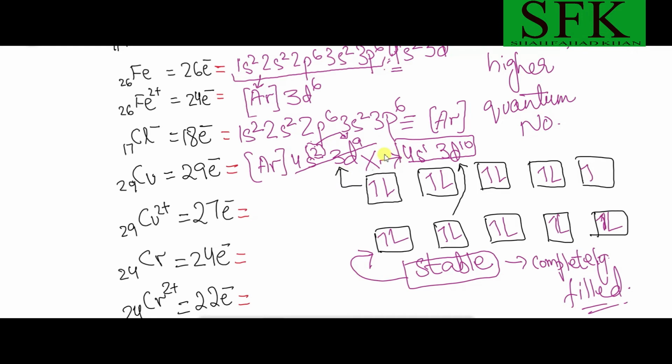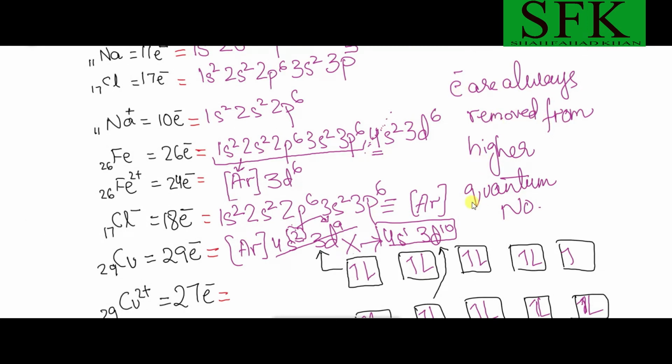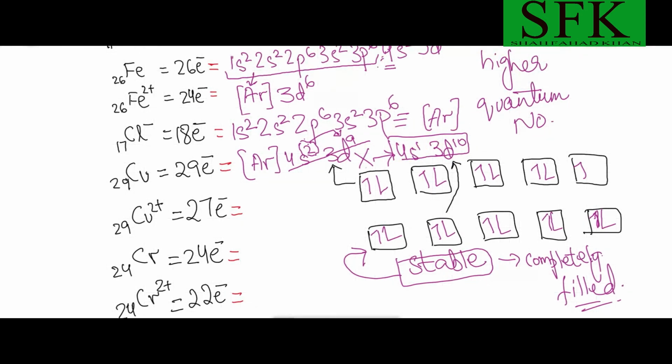Okay, now look at the electronic configuration of the copper 2+ ion. In the ion, two electrons have been removed. So just follow the principle that I discussed earlier, that the electrons are always removed from the higher quantum number first. So basically, in order to remove the two electrons, first the 4s1 electron will go, and then the second electron will go from the 3d10. So the electronic configuration of the copper 2+ ion becomes the argon core and 3d9. The 4s electron goes and one electron goes from the 3d.